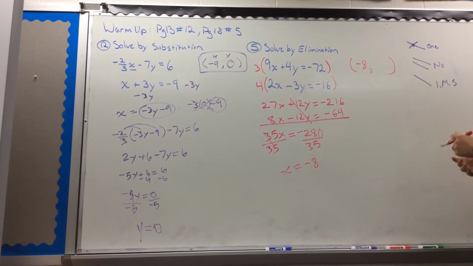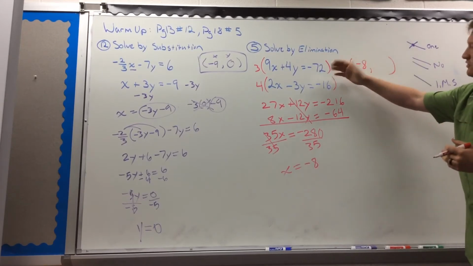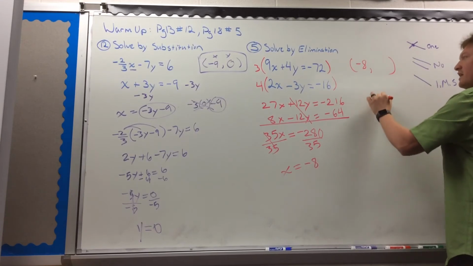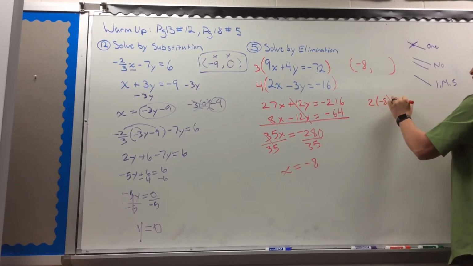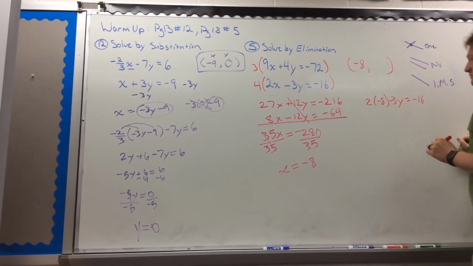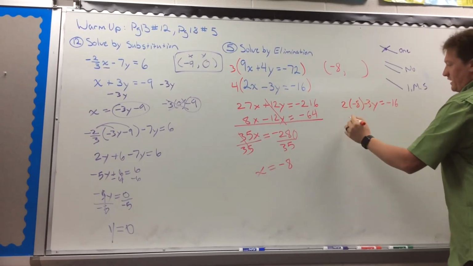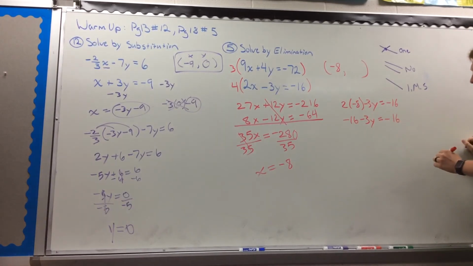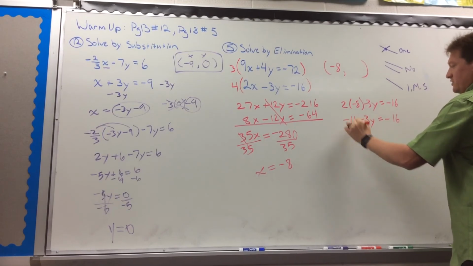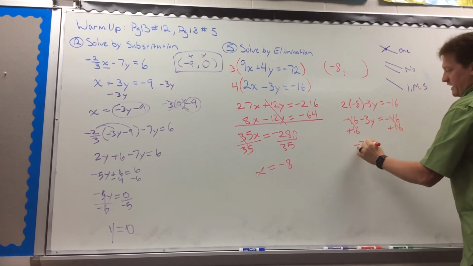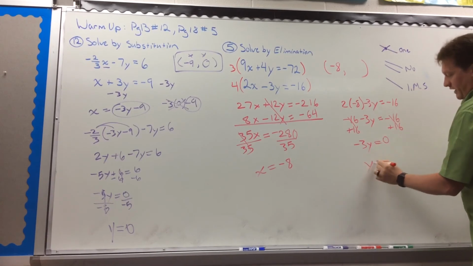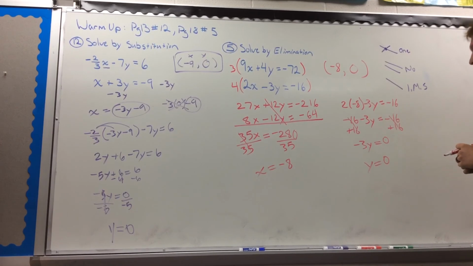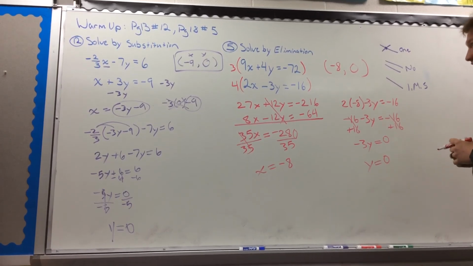And then we need to plug it back into one of our original equations. So I'm going to choose the bottom equation because my numbers are smaller. And then we have this, 2 times negative 8 minus 3 times y is equal to negative 16. So here, 2 times negative 8 is negative 16, minus 3y is equal to negative 16. The 16s are actually going to end up canceling each other out, giving me negative 3y is equal to 0, and I've got y is equal to 0. Check your work to see if everything works out. It does. And that is your warm-up for today.